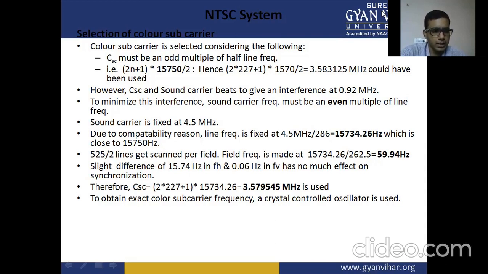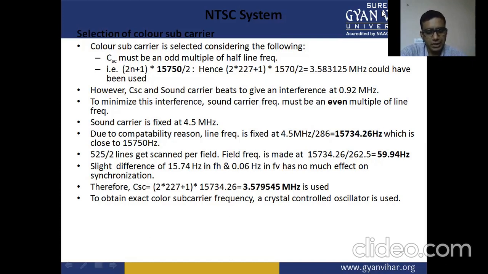However, the CSC, that is the color subcarrier, and the sound carrier would give an interference at 0.92 megahertz. To minimize this interference, the sound carrier frequency must be an even multiple of the line frequency. The sound carrier is fixed at 4.5 megahertz. Due to compatibility reasons, the line frequency is fixed at 4.5 megahertz upon 286.